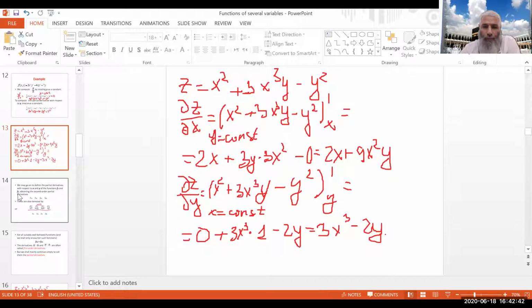Another example. I write this problem here: z equals x squared plus 3x cubed y minus y squared. And he is calculating dz/dx and dz/dy.